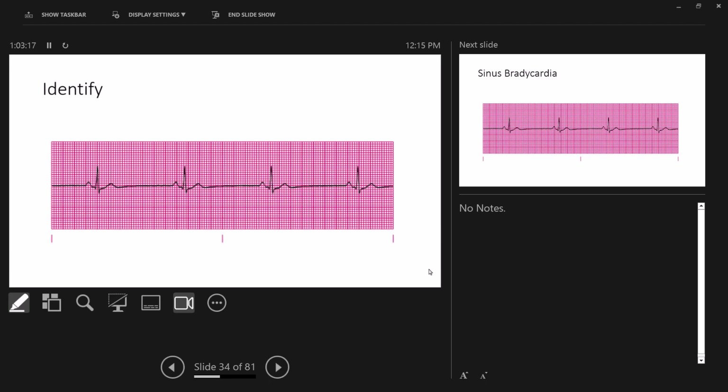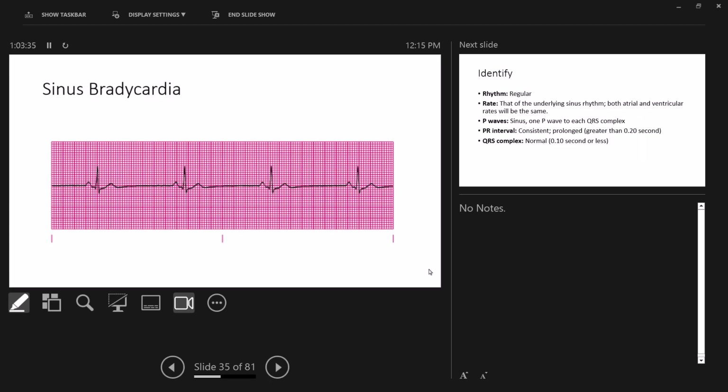Rhythm. P waves. PR interval. QRS width. What's the only thing that keeps us from being normal sinus rhythm? So therefore this is sinus bradycardia. What is the big issue with sinus bradycardia?